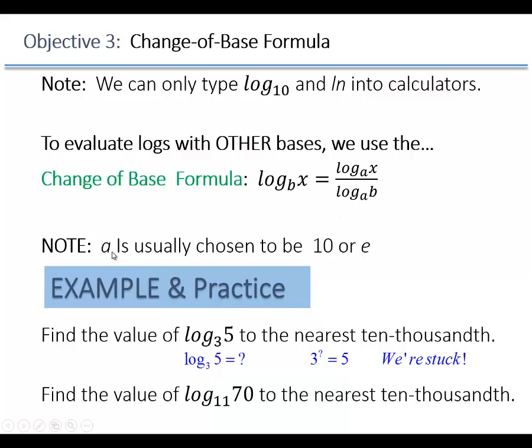Now, usually, just to make life easy, we let a be either 10 or e. So in other words, we rewrite this as common log of x over the common log of b, or natural log of x over the natural log of b. So here's how we'd use that.